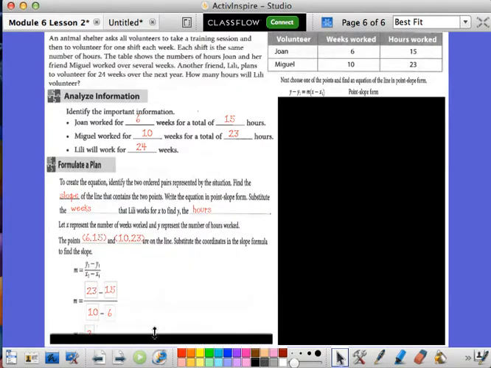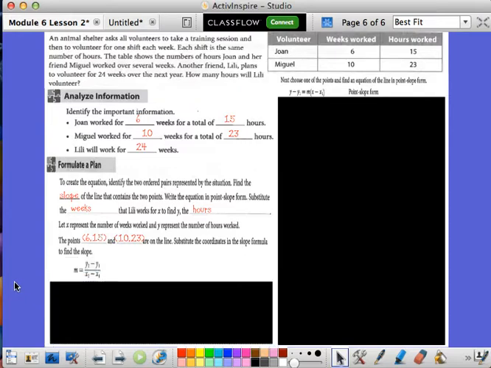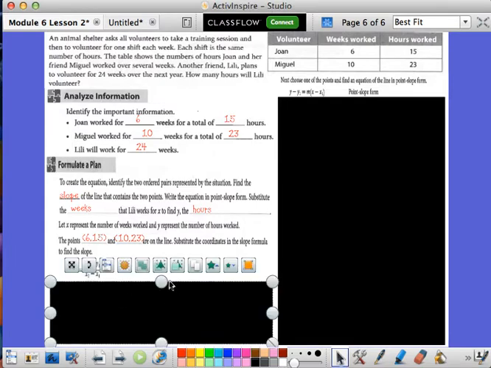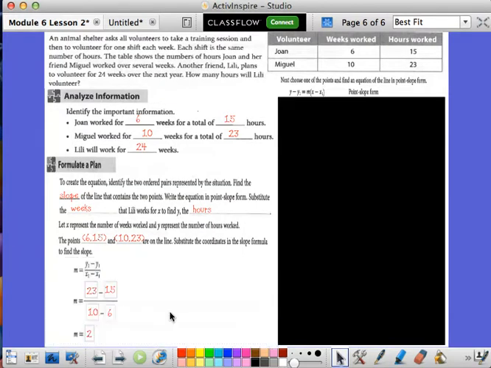All right, so then here, I know I'm going to use the points (6, 15) and (10, 23). And I'm going to substitute them and put them in the formula. When I do that, I get 23 minus 15 over 10 minus 6. And when I solve that, I find that I get a slope of 2. I know this up here is a little bit confusing. It's basically just telling you that you're claiming that weeks are your x and that y is your hours.